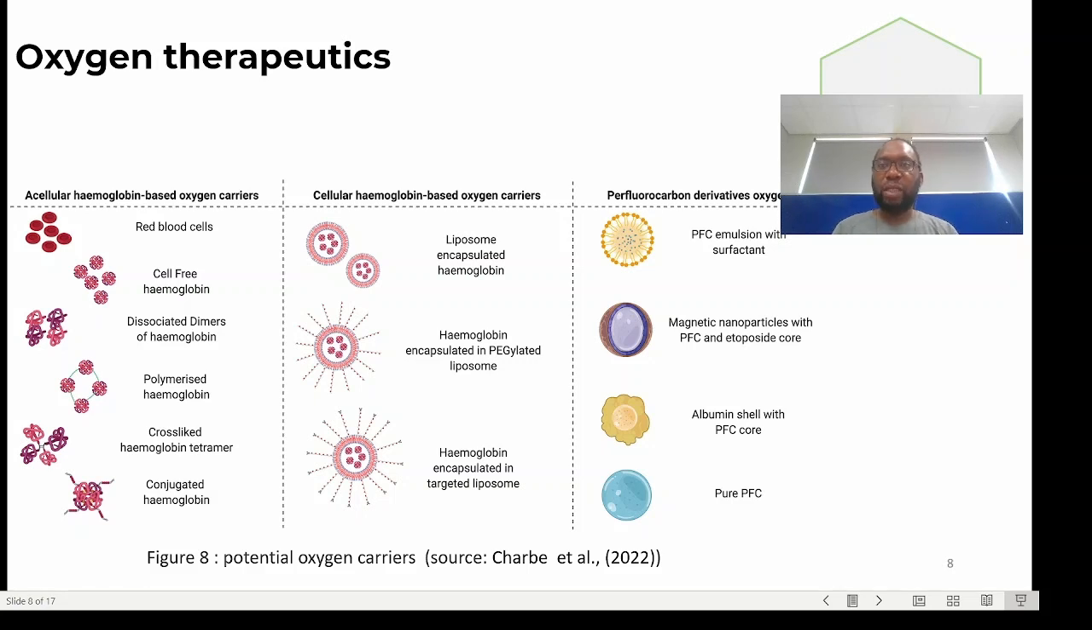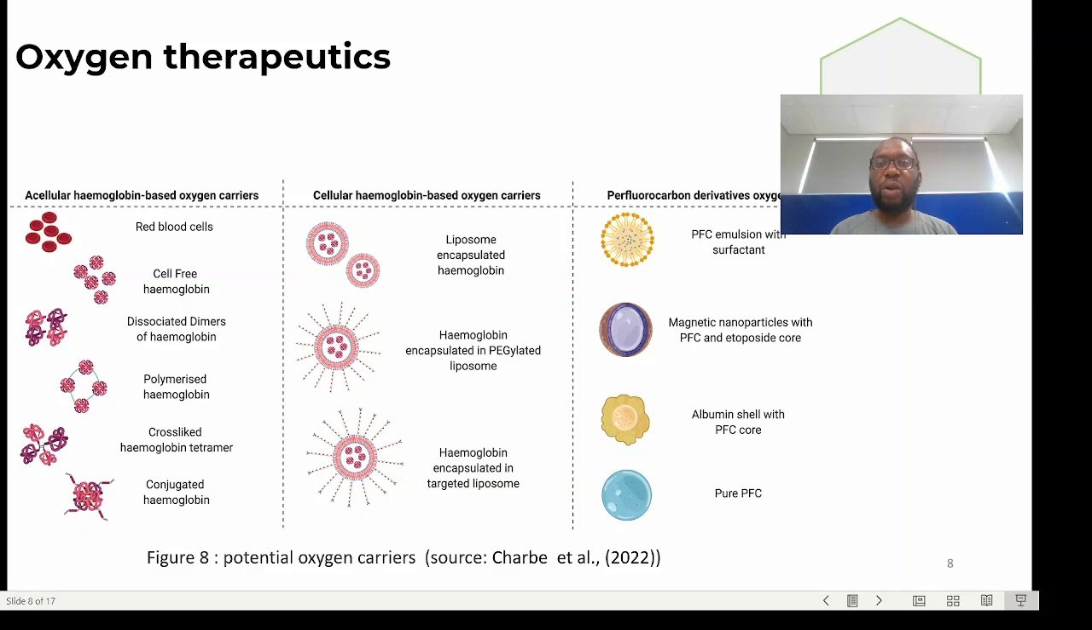So in terms of oxygen therapeutics, we have different types, mostly focusing on hemoglobin. With the cellular type, we've got red blood cells, which can be fractionated from whole blood that is donated. From the red blood cells, we can get hemoglobin, which is the main component for oxygen delivery. This hemoglobin can also be polymerized, cross-linked, or conjugated. Some of the products on the market, or even discontinued, used these processes.